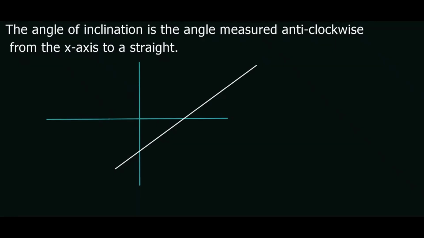What exactly is angle of inclination? Actually, angle of inclination is the angle that is measured anti-clockwise from the x-axis to a straight line.